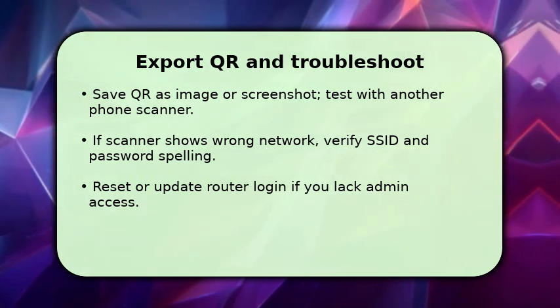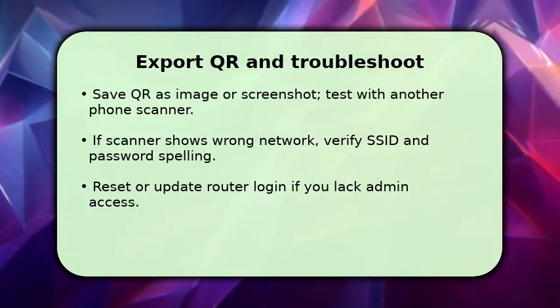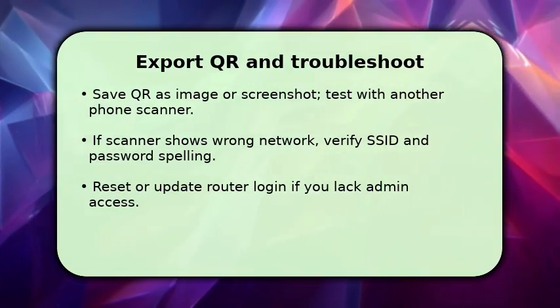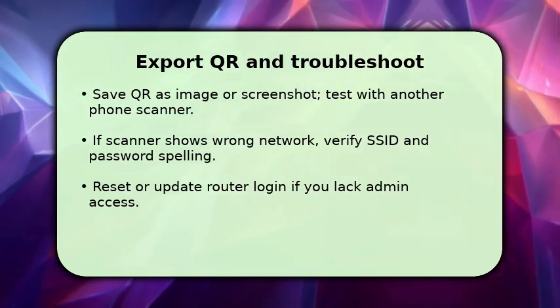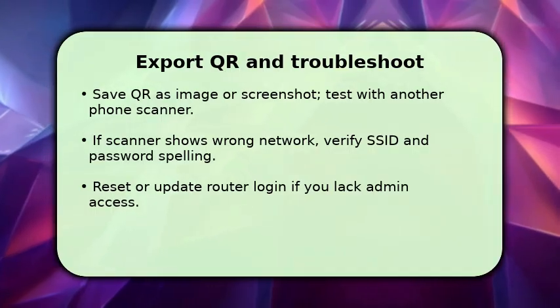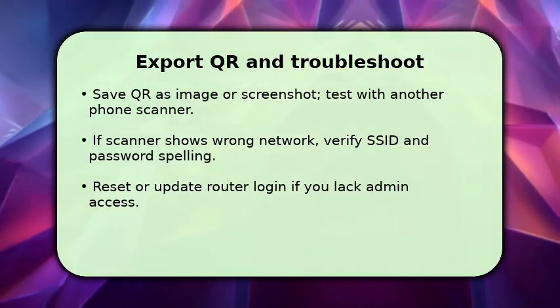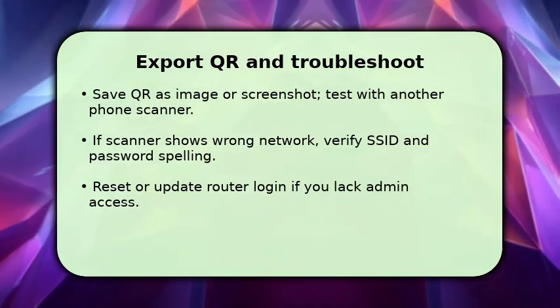Once done, test it with a second phone to confirm it connects automatically. If scanning fails, make sure the SSID and password are exactly correct. Common issues are case sensitivity and hidden SSIDs. If you can't access settings, reset the router or update credentials through the ISP app. But be aware this may reboot the network and disconnect devices.